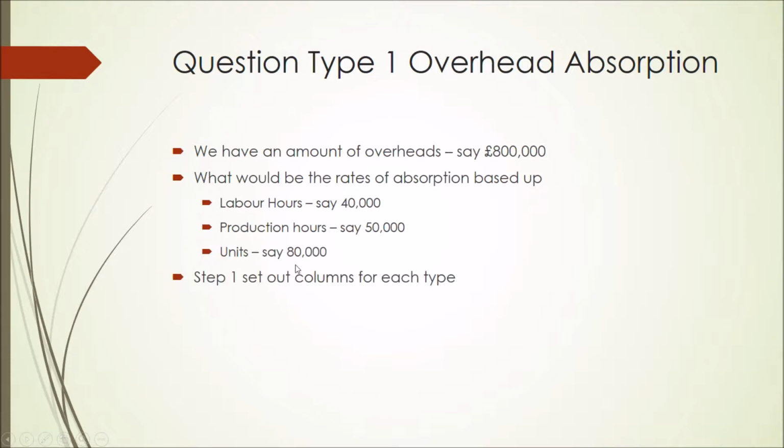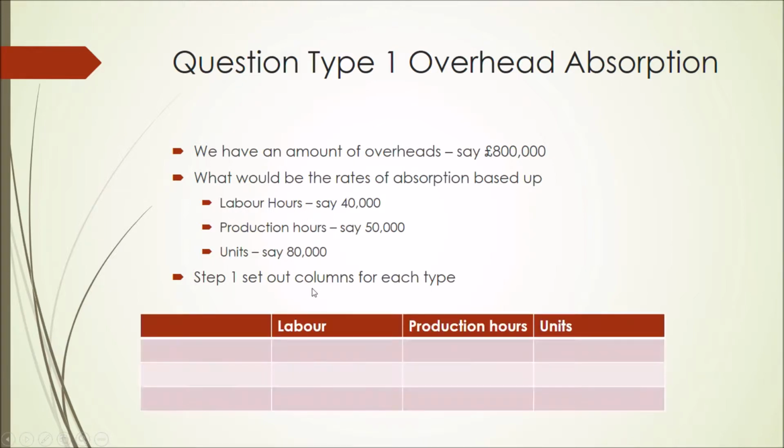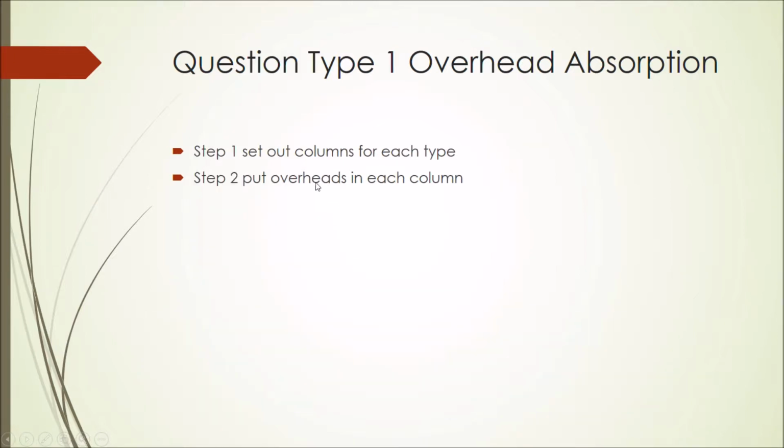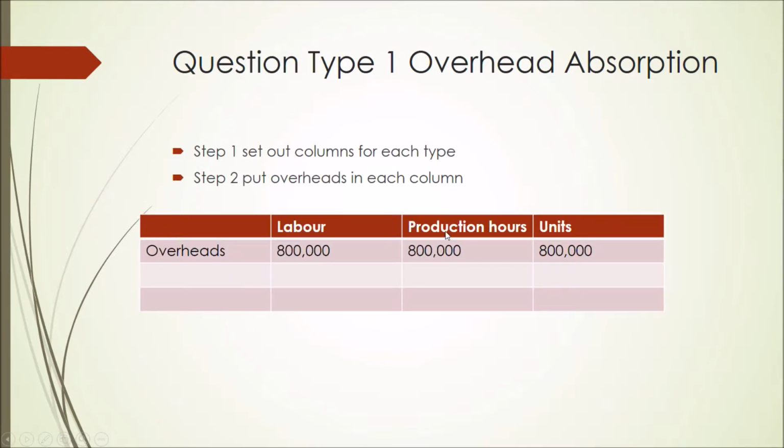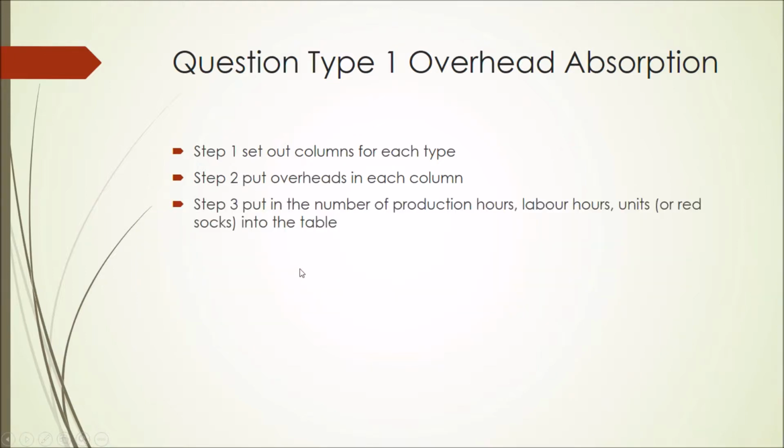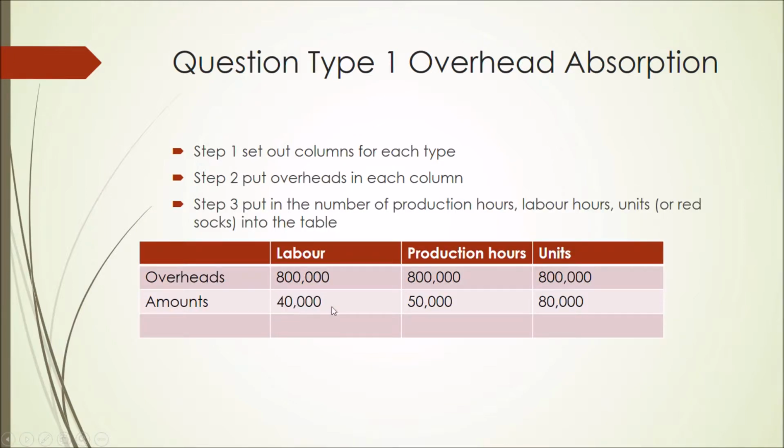So step one, you look at the options that they've given you, and you set up some columns in the table. So we've got labour, production, and units. They're going to be our column headings. Then step two, we put our overheads against each column. So here we have our column headings, and our overheads go in here. Then step three, we put the labour hours, production hours, and units in the table.